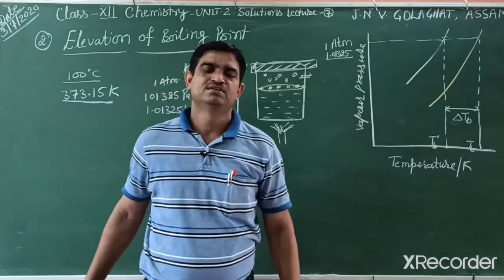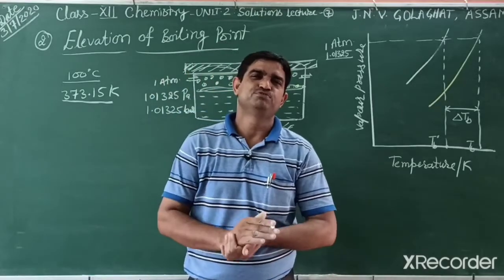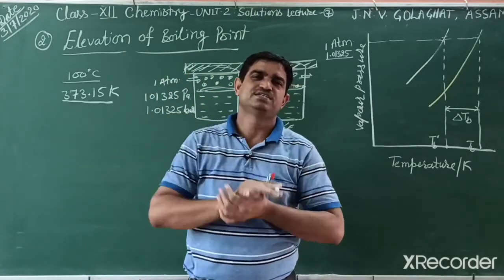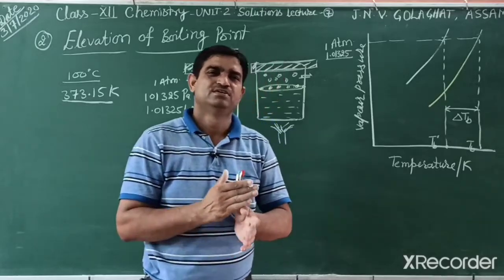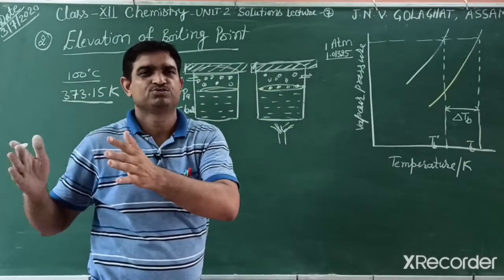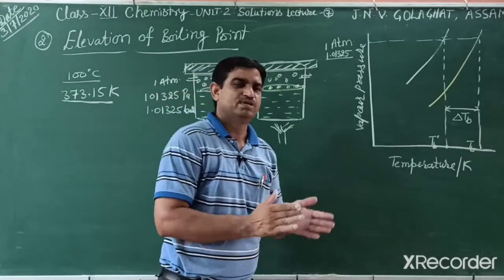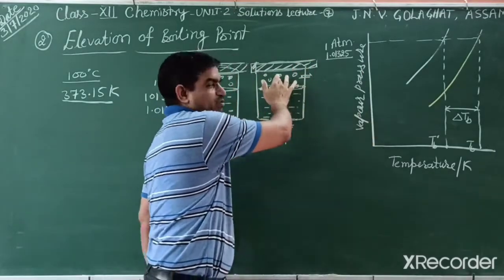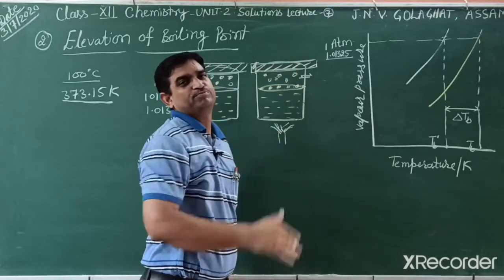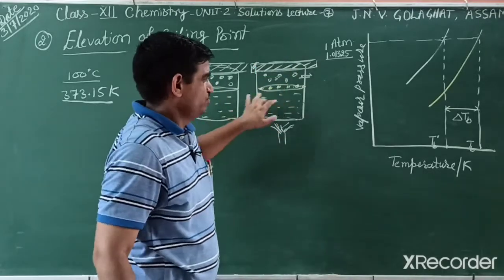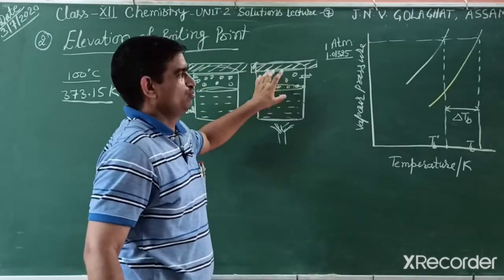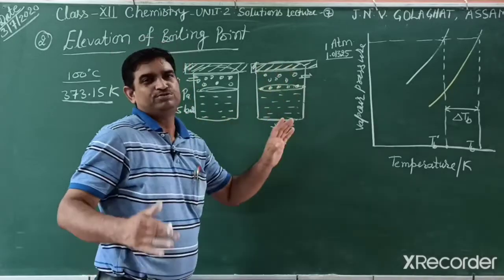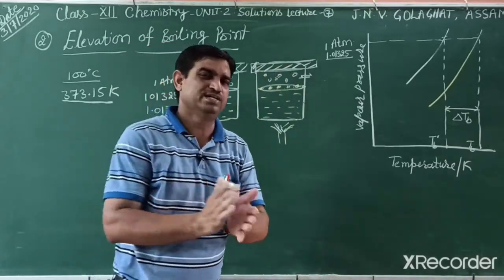Another phenomenon: when we cook food in a hill area, it takes more time. The reason is that in a hill area the pressure is reduced, so the boiling point reduces. But in a pressure cooker, the outside pressure increases, so the inside vapor pressure also increases, which means the boiling point increases. So we discussed the boiling point of solution. The boiling point of a solution is always higher than that of the solvent.